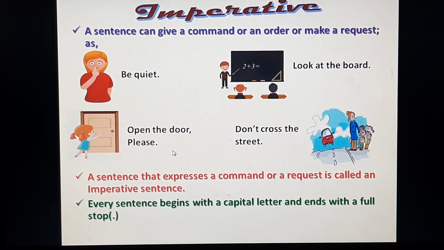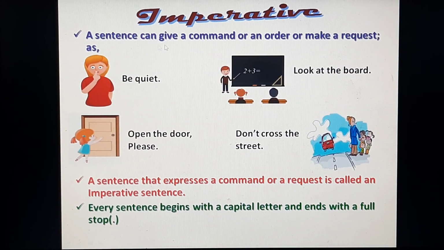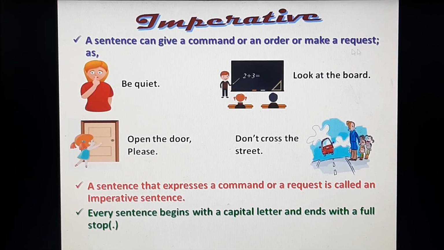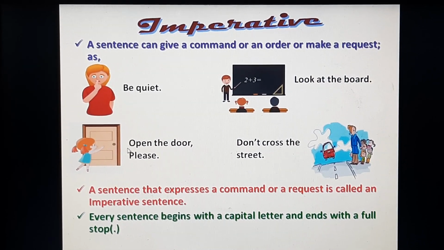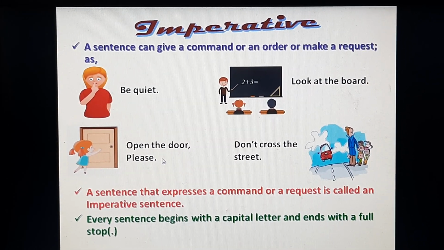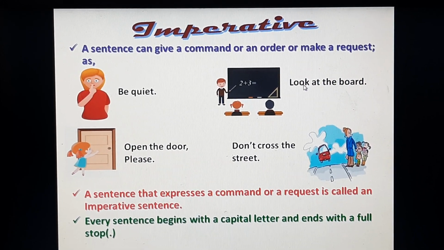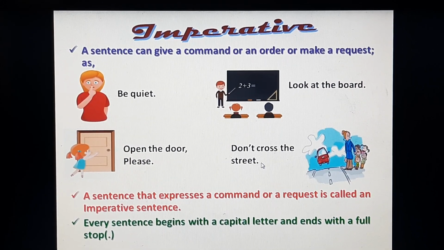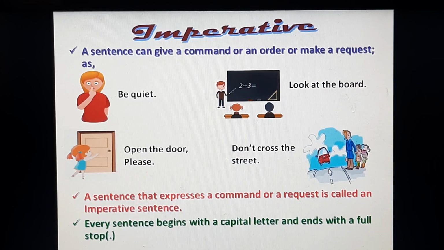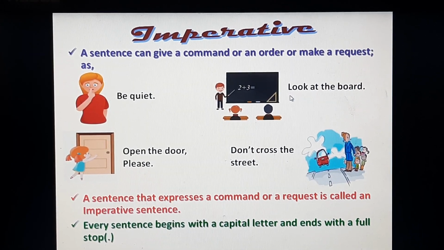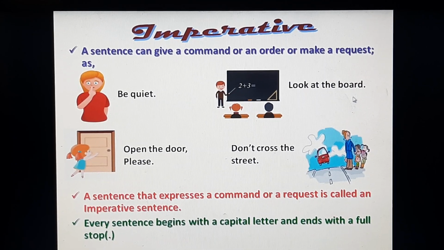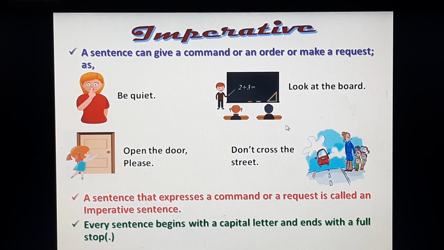Let's see an imperative sentence. A sentence can give a command or an order or make a request, like: Be quiet, it's an order. Open the door, please, it's a request. Look at the board, it's an order. Don't cross the street, it's an order. Now, sometimes we can change orders into requests by adding please. If we say, please look at the board, it becomes a request.